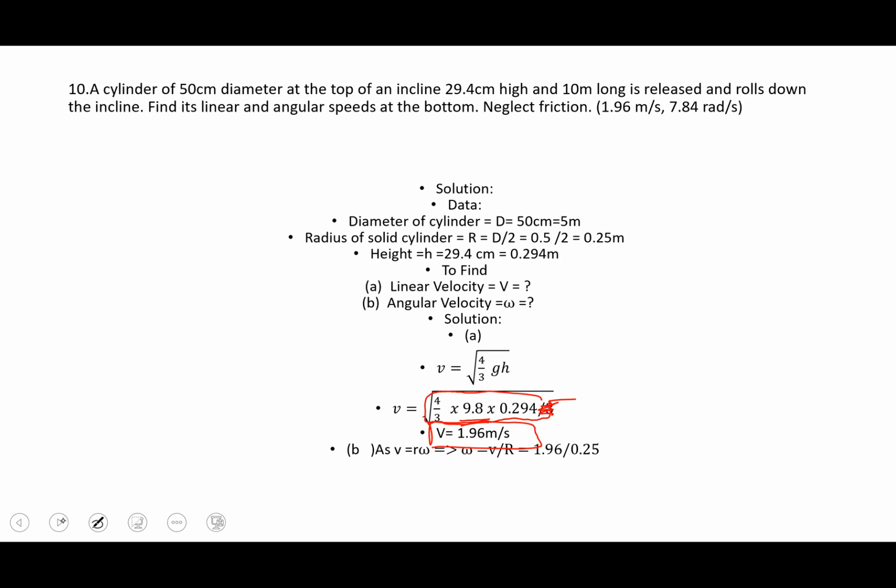If we want to find the omega part, we multiply omega with r, or if we want to find the value of omega, we can divide the value of v by r. So we divide v by r, which is 1.96 divided by the value of r, which is 0.25. The value of omega will be equal to 7.84 radian per second, and that is our second answer as well. So 1.96 is for the velocity, and 7.84 radian per second is for the angular part.